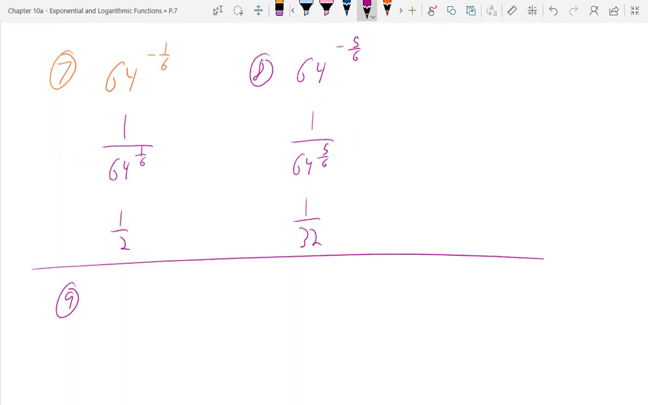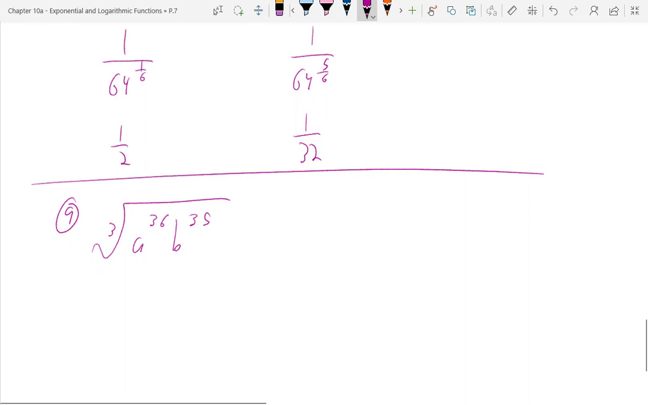Okay, 2 more problems. We're going to take this one and write it in exponential form. So we're just going to work our way backwards and pull this out of the radical. A to the 36 thirds is 12. B to the 35 thirds. You get A to the 12th, B to the 35 thirds.